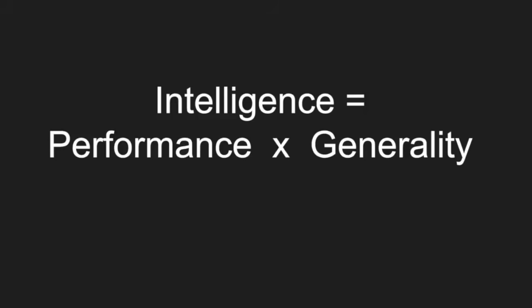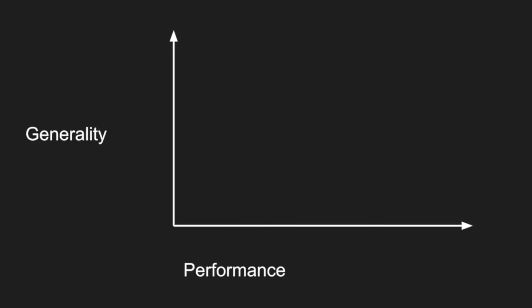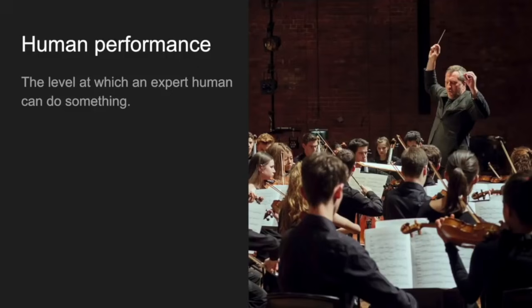Using fake math, we can say that intelligence equals performance times generality. It's only fake because we haven't defined performance or generality yet. But assuming we do, you can imagine plotting them on a set of axes, like this. Although we haven't defined it quantitatively for human performance, what I would like to propose is that human performance is the level at which a human expert can do something.